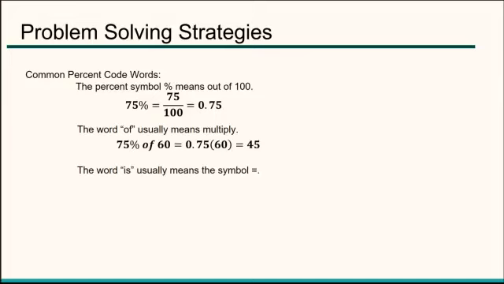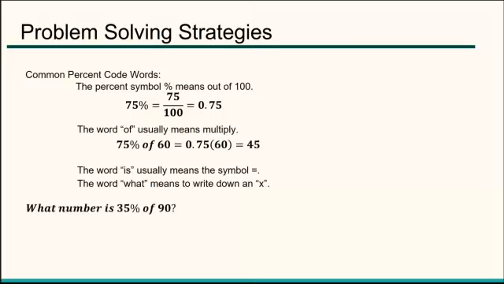The word is usually means the symbol equal to. The word what means write down an X, something you're looking for. So if they say, what number is 35% of 90, I would write what number, that's X, is equal to 35%, that's 0.35, of times 90. This is what I would write down: what number X is equals 35%, 0.35, of, that's multiply, 90. And then I would just crunch that in a calculator.